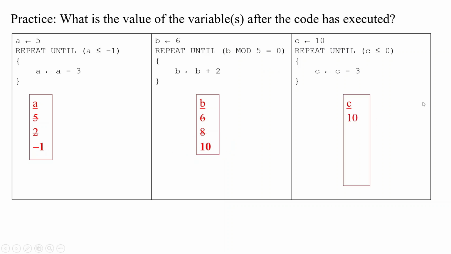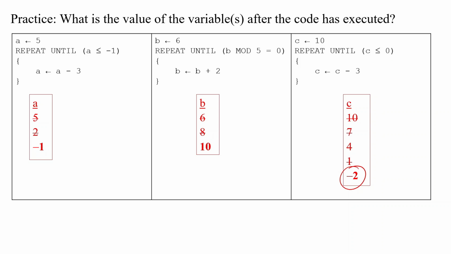And then the last one, C. C is 10, and I repeat until C is less than or equal to 0. So I subtract 3, subtract 3, subtract 3, it becomes 1. Is 1 less than 0? No. So I do it one more time, and I finally have reached a value that is less than or equal to 0 at -2.